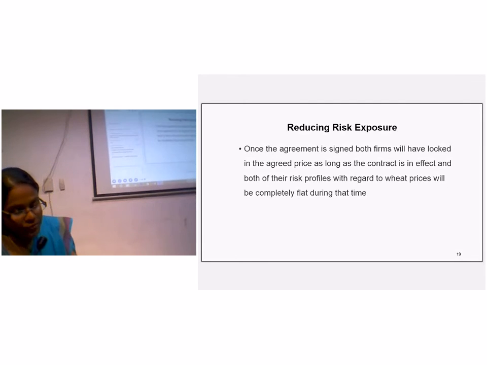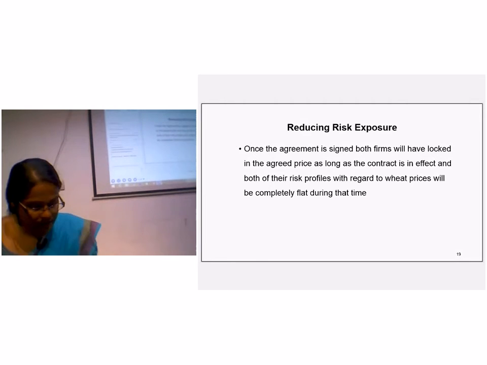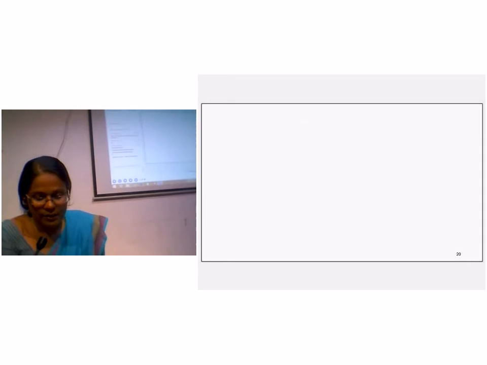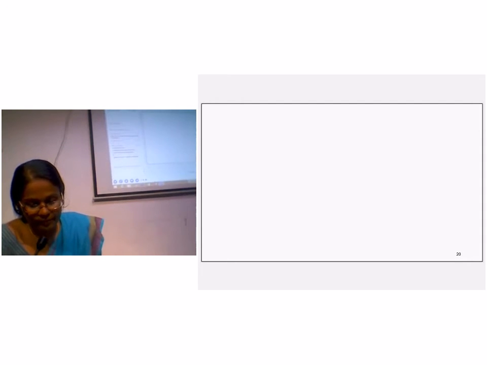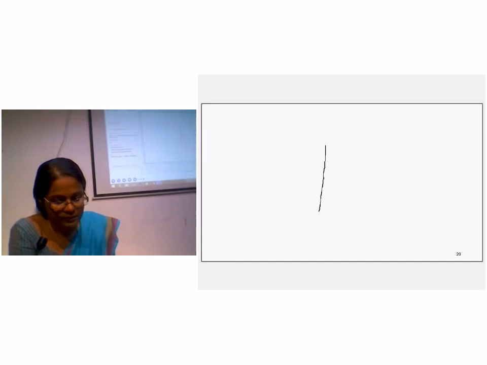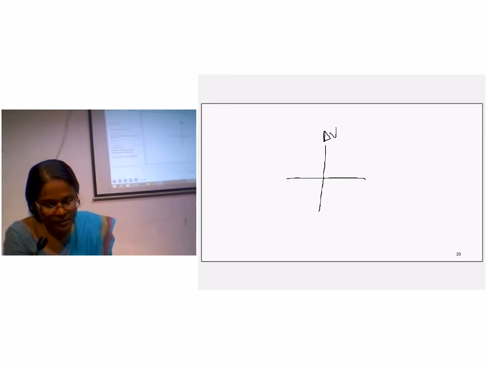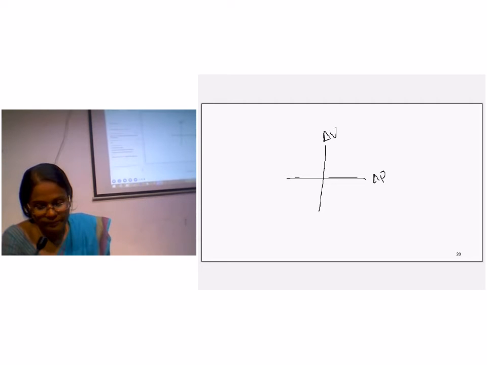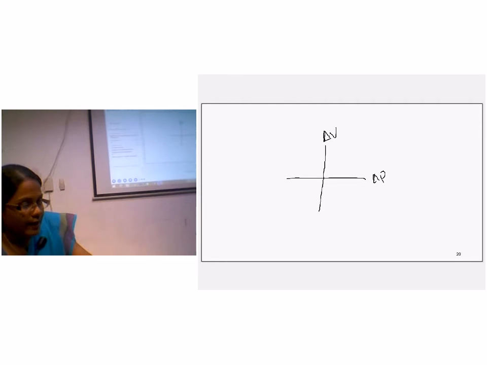Once the agreement is signed, both firms will have locked in the agreed price as long as the agreement is in effect, and both of their risk profiles with regard to wheat prices will be completely flat during that time. What do you mean by a flat risk profile? How can you draw that? Delta V, delta P. Yes. Completely flat. It's like a horizontal line.